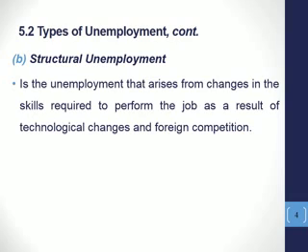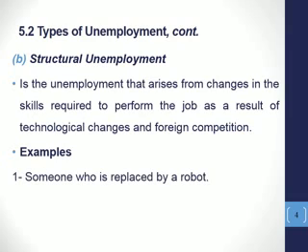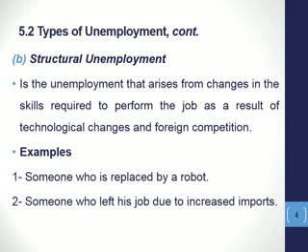So we have two main sources of structural unemployment. Number one, technological changes. Number two, foreign competition. Examples for structural unemployment. Number one, someone who is replaced by a robot. Number two, someone who left his job due to increased imports.